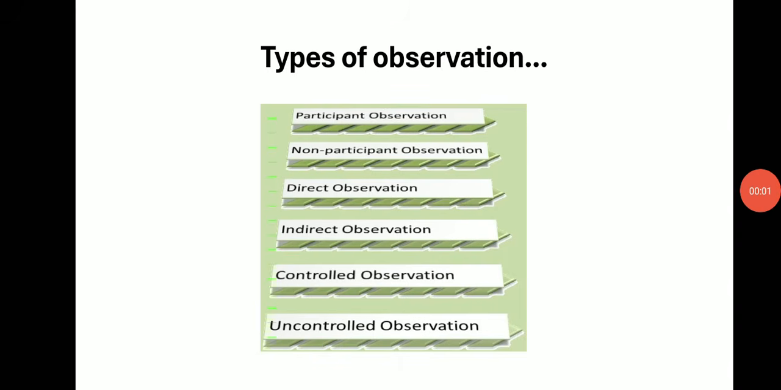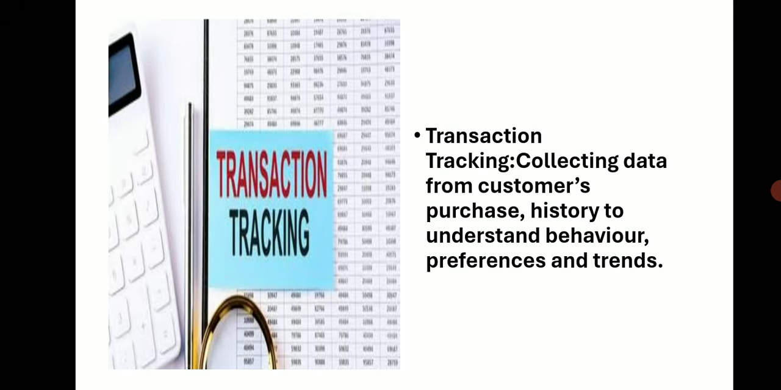Now let's move towards the modern data collection tool like transaction tracking. So, transaction tracking means collecting data from customers' purchase history to understand their behavior, preferences, and trends. Let's say you frequently order skincare products from an online store. The company records every purchase, what you buy, how often, and in what quantity. Using this transaction tracking, they learn about your preferences. So next time when you visit, they will recommend new organic brands and will offer special discounts just for you. So how did they do it?